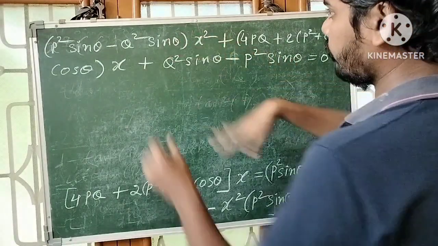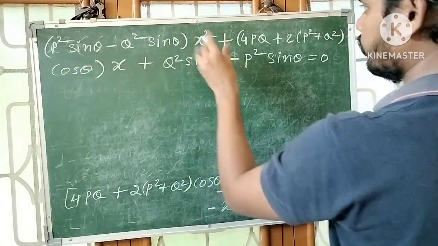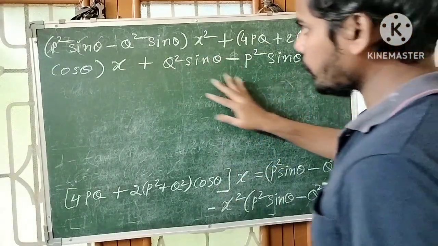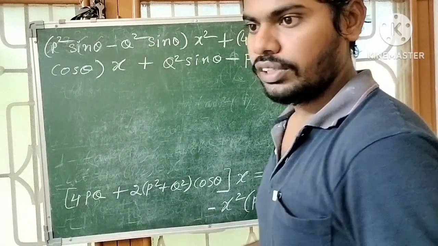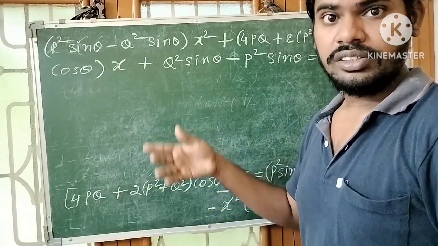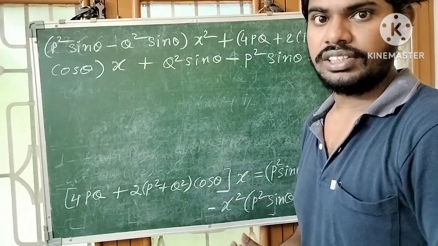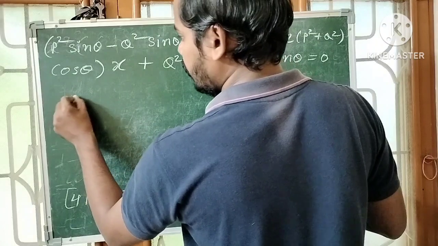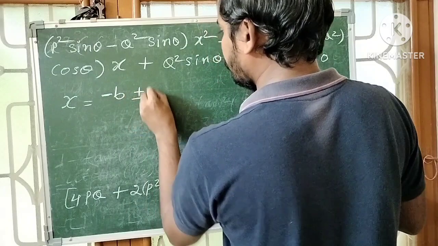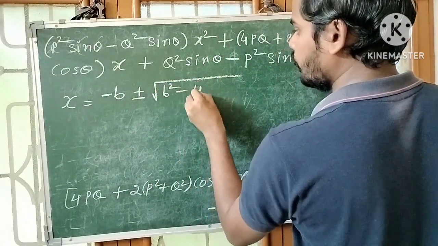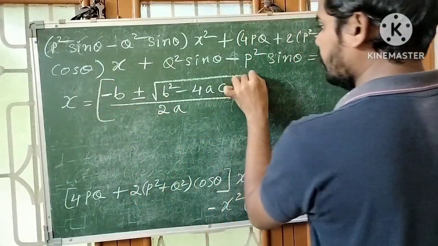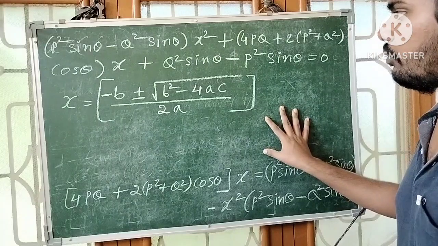So now it becomes the general form of a quadratic equation, ax square plus bx plus c, where c is the constant, is equal to 0. What is the formula for finding the solution of a quadratic equation? Sridharacharya's formula: x is equal to minus b plus or minus root over b square minus 4ac, whole divided by 2a.